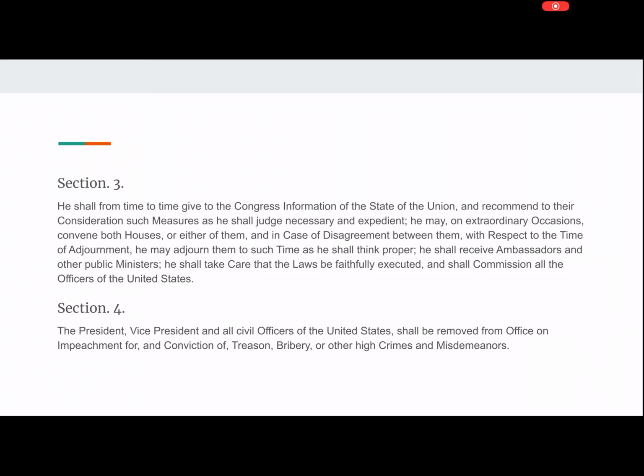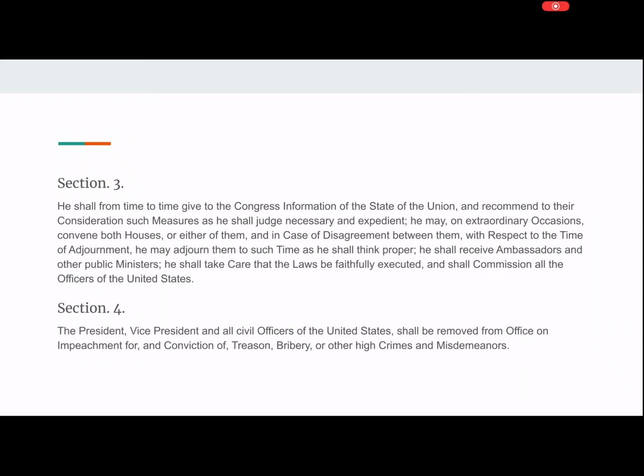Section 3: he shall from time to time give to the Congress information of the state of the Union, and recommend to their consideration such measures as he shall judge necessary and expedient. He may, on extraordinary occasions, convene both houses or either of them, and in case of disagreement between them with respect to time of adjournment, he may adjourn them to such time as he shall think proper. He shall receive ambassadors and other public ministers. He shall take care that the laws be faithfully executed, and shall commission all the officers of the United States.